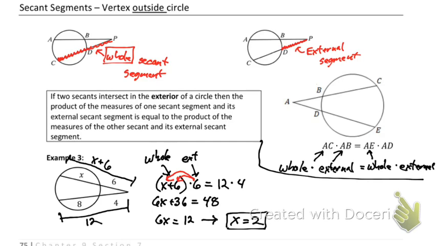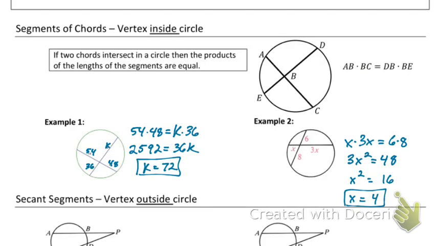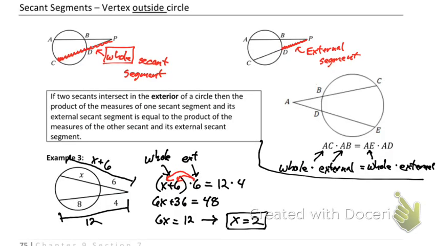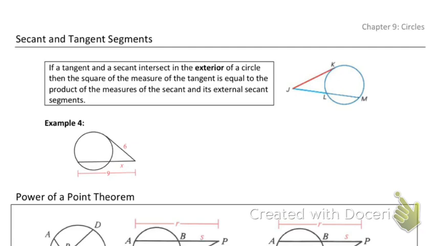Honestly, those two things are the only things we're learning today. It's going to look a little different on the other side. We're going to talk about a tangent, but it really is the same exact property. You just need to know, if it's inside, segment times segment. If it's outside, it is whole times external. Remember that when we get to this next part. This next part is going to be talking about secants and tangent lines. It is still that exact same property. It is still whole times external equals whole times external.